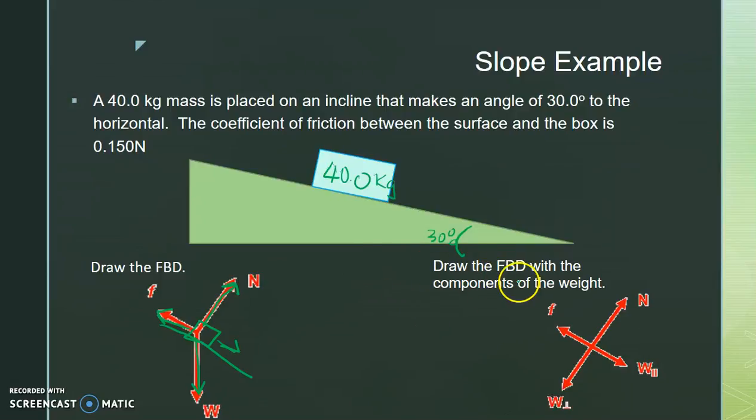So now we're going to draw the free body diagram with the components of the weight. So after we break it down, we have the weight, which is going to be perpendicular, and then the weight, which is going to be parallel. So that's what those little signs are. I'll try to draw them better for you up here. That's perpendicular, and then the weight that is parallel.